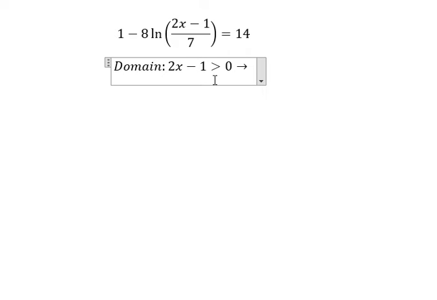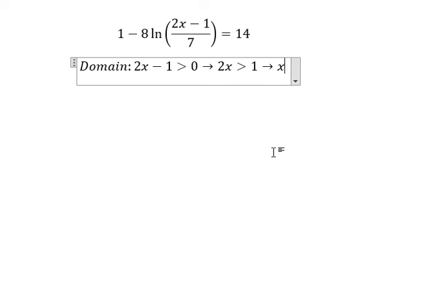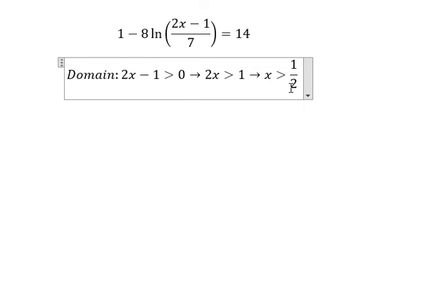So I will put 1 go to the right. And later we divide both sides by 2. So x should be greater than 1 over 2.